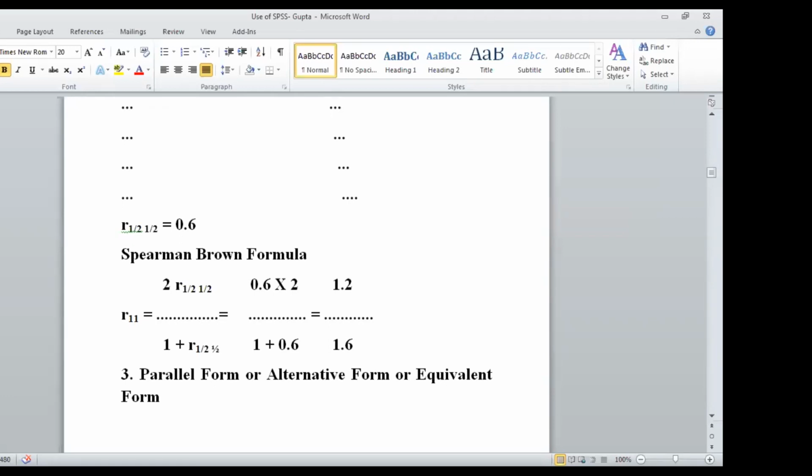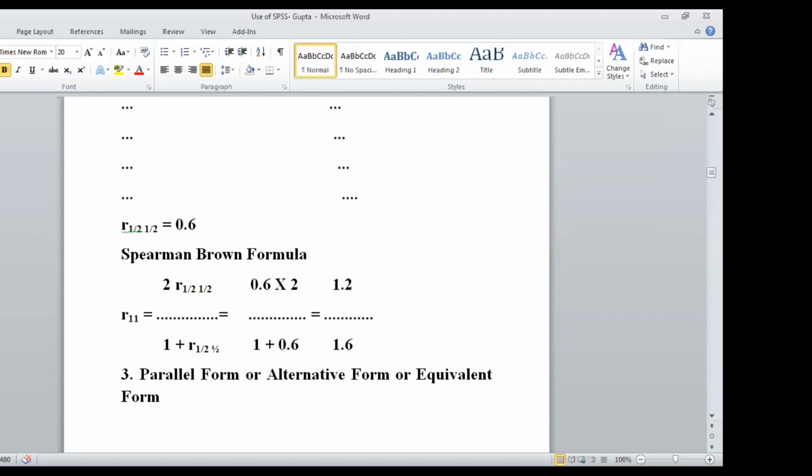So double, because 30 in one and 30 in another, and you have to have more. So therefore, you have to write more number of items. And many a times it becomes very difficult to write items which are having the same difficulty level or discrimination index. So depending upon your requirement, you can see whether you should go for parallel form or not.